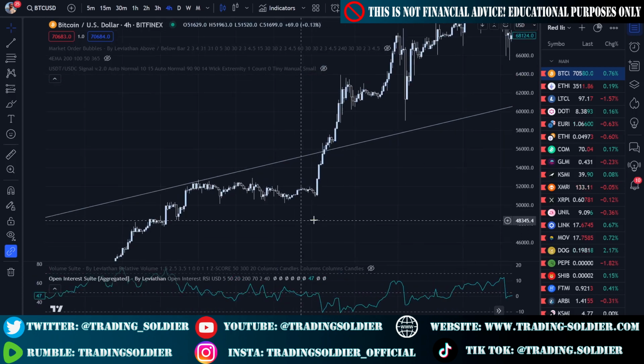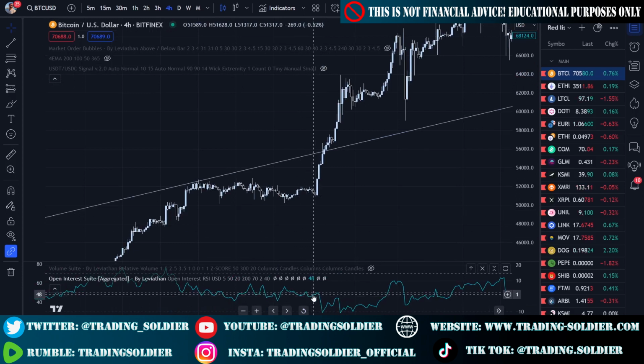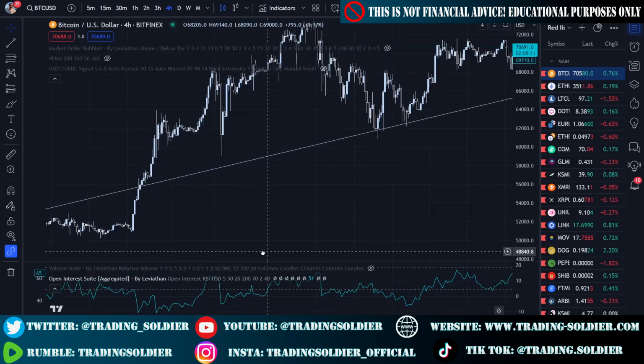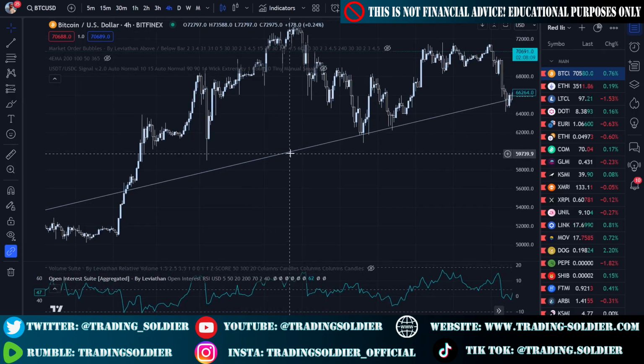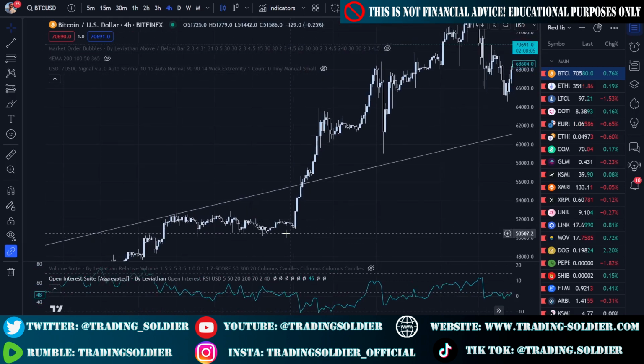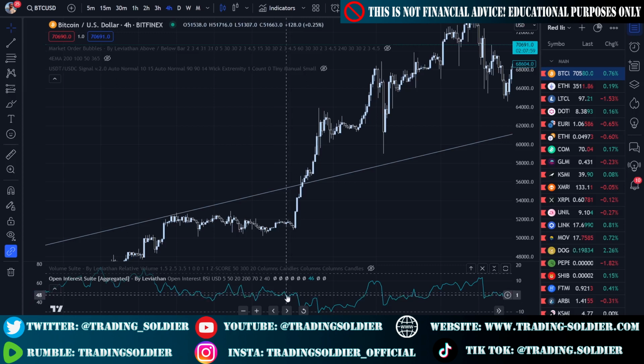So for example, here, my advice is to buy when the open interest RSI is below 50, below the middle line, okay? And to sell when the open interest RSI is above the 50 line, okay? So for example, here we see that the price pumped and the open interest was at the 50 line or a little bit below the 50 line.